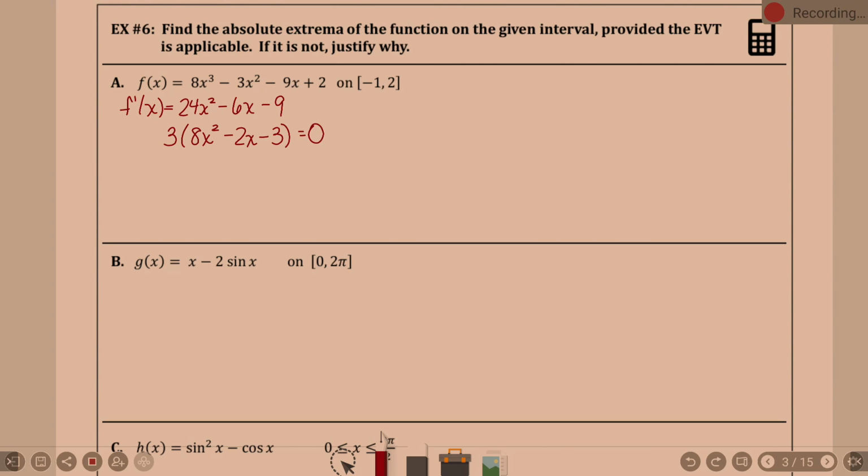Now, I am never against guess and check. What I will say on this one, the problem with this one is 8x squared. Does it have only one option? No, it has several options. 8x squared could break into 4x and 2x, or 8x and x. What about the 3? What's it break into? 3 and 1. That has to be 3 and 1, doesn't it?